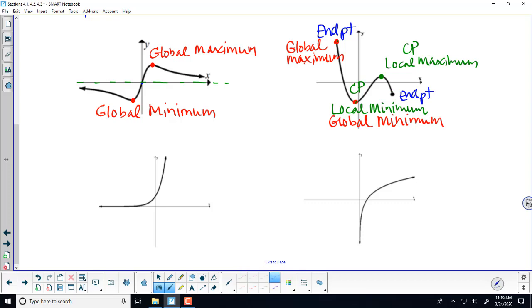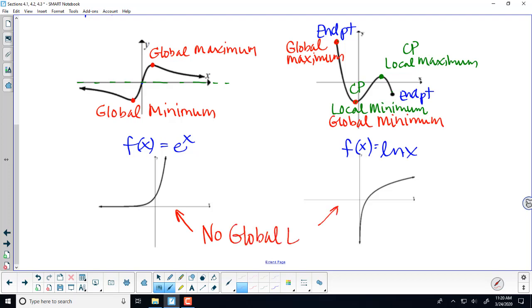All right, so this is e to the x, or looks like, I guess we should say, and this is natural log, whoops, that looks weird combining those, natural log of x. All right, so do they have any local min or max? No. Do they have any global max or min? No. So these have no global extrema. So that can happen.